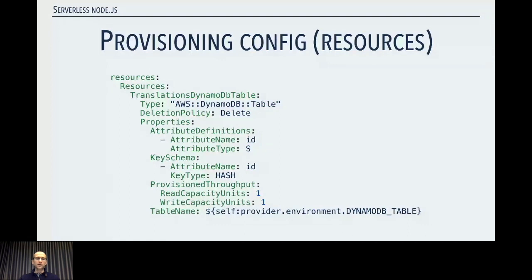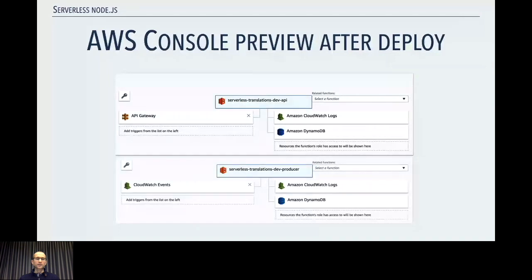And after our application gets deployed, you can see on AWS console preview that everything is up and running, and it is actually looking very similar to what we had on our diagram with all the proper services linked together.